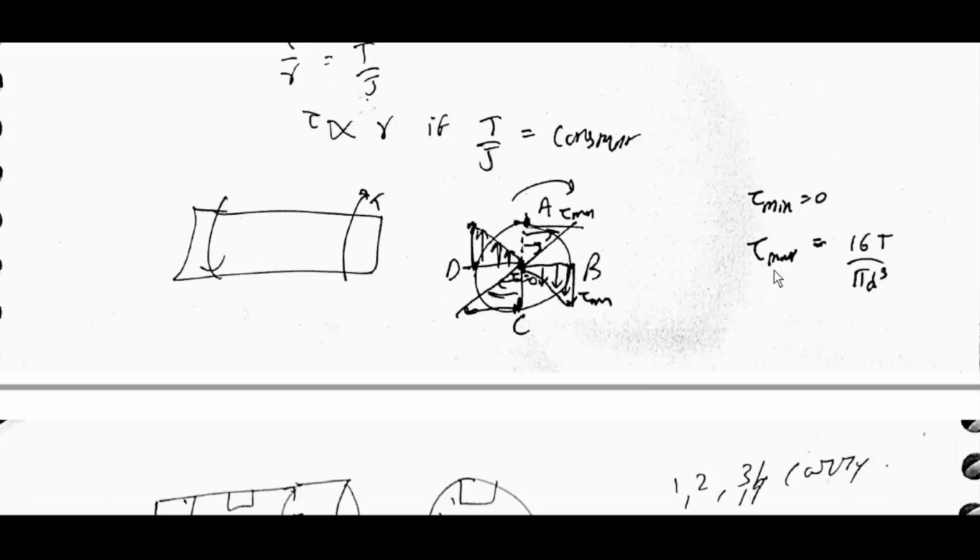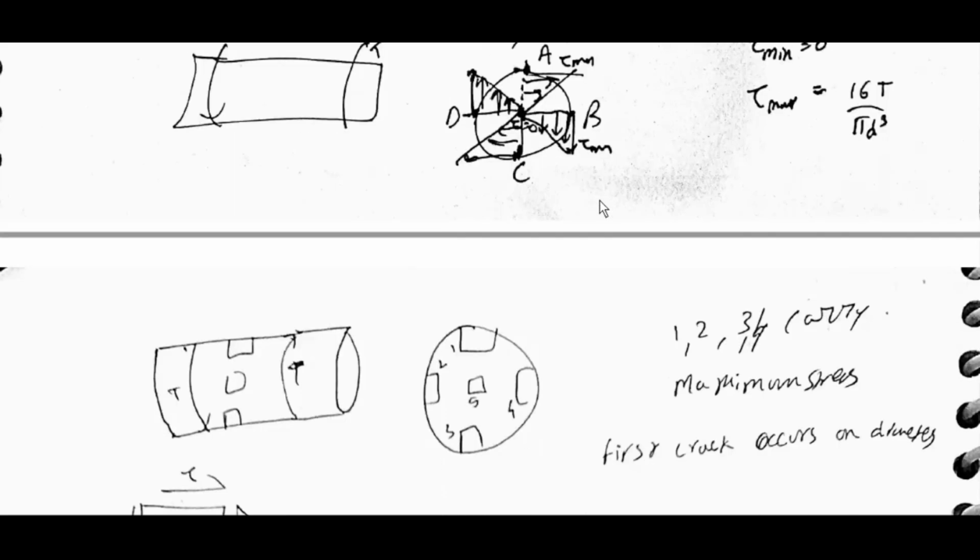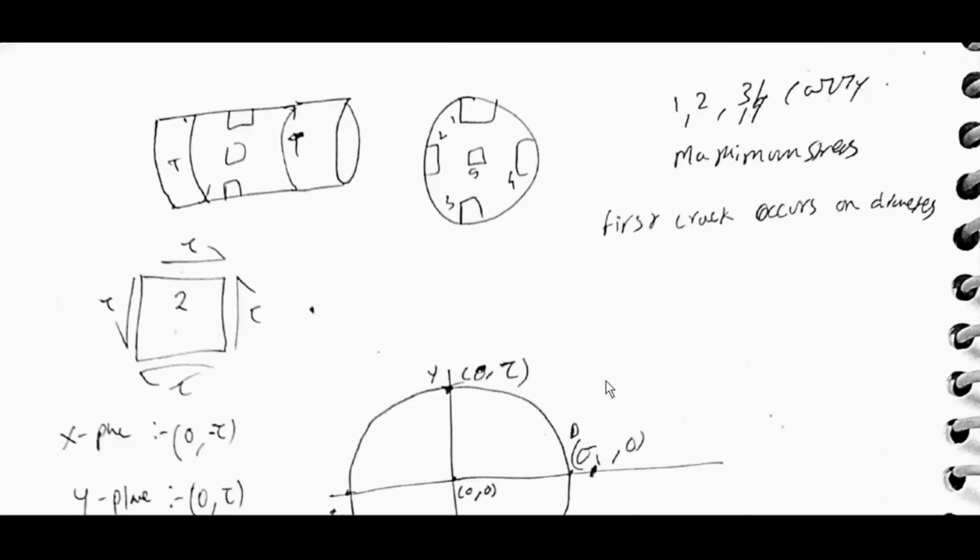Tau min is equal to 0, tau max is equal to 16T by pi d cube. The maximum shear stress is carried here, and the first crack occurs on the diameter.